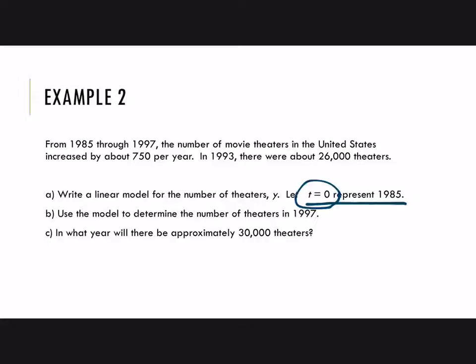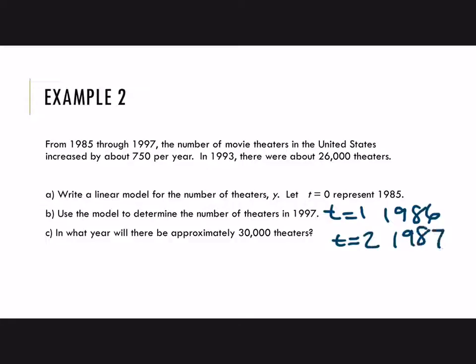All right, so then t equals 1 would represent 1986. t equals 2 would be 1987, and so forth. So then think about, let's see, we know it's 85 through 97. So then what value of t would match 1997?